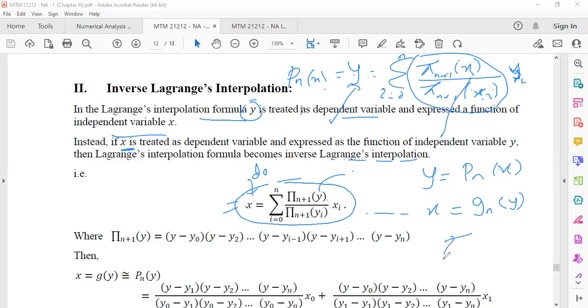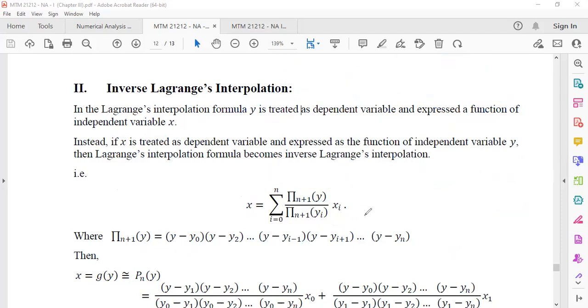As I said, the pi is the product of the variables, okay? And here pi n plus 1 of y means y minus y naught, y minus y1, y minus y2, up to yn, where you have to leave out the yi term. Yes, yi means without the yi term, so you take the other terms, okay? Only this term they have analyzed here. So what if it is yi? Sorry, I'll write again.